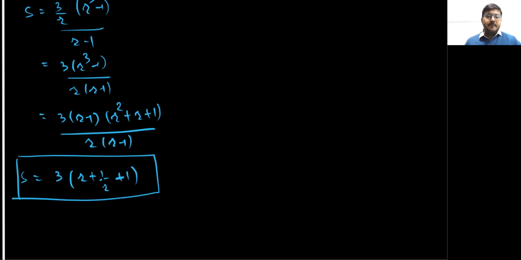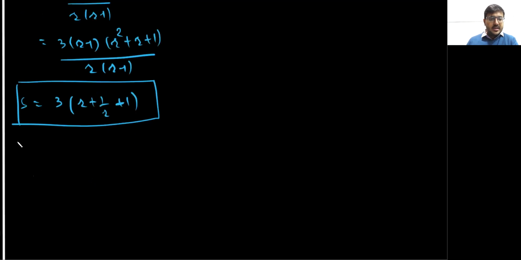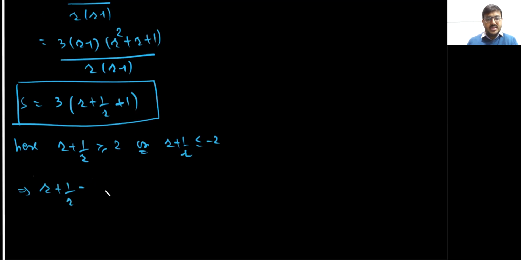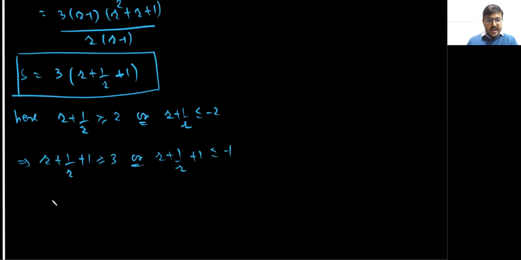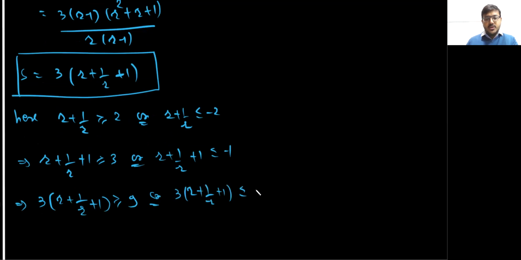Now just check, this is R plus 1 by R we have, right? R plus 1 by R. So here we know that R plus 1 by R is always greater than or equal to 2, or R plus 1 by R is less than or equal to minus 2. This is the simplest concept, that the sum of two reciprocal values is either greater than or equal to 2 or less than or equal to minus 2, right? So if you add plus 1 on both sides, R plus 1 by R plus 1 is greater than or equal to 3, or R plus 1 by R plus 1 is less than or equal to minus 1. Let's multiply with 3 on both sides. So 3 into (R plus 1 by R plus 1) is greater than or equal to 9, or 3 into (R plus 1 by R plus 1) is less than or equal to minus 3.